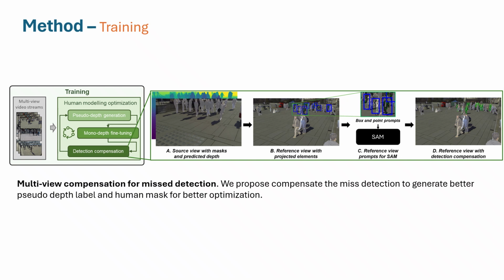During pseudo-depth label generation, we find that occlusion can cause misdetections, which may impact the performance of our method. To mitigate this, we introduce a compensation mechanism during optimization to recover misdetections.